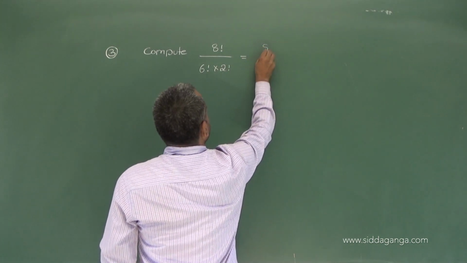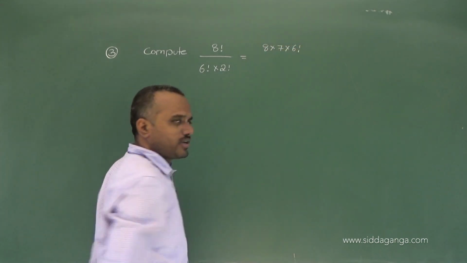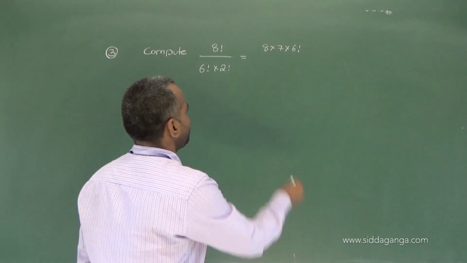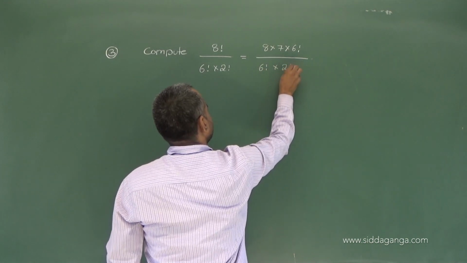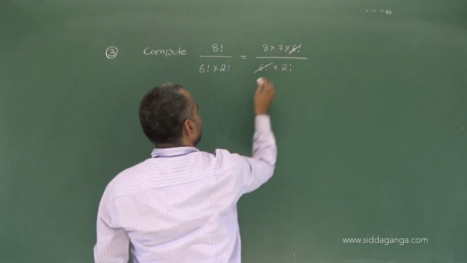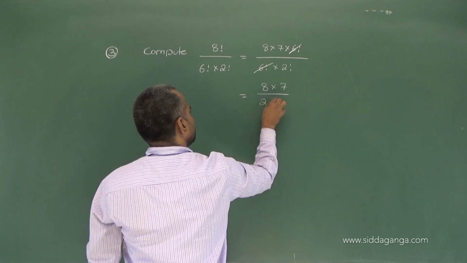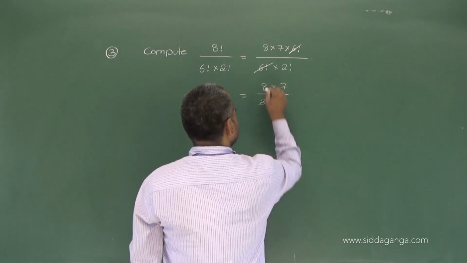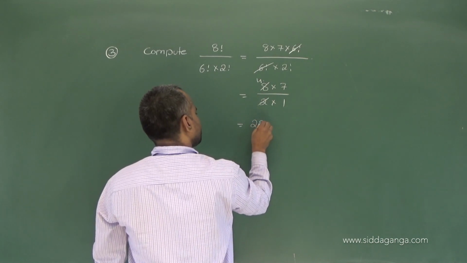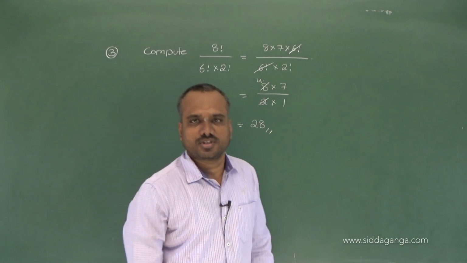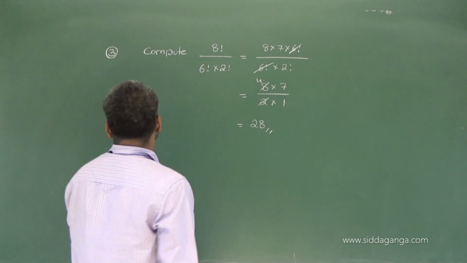So 8 factorial is 8 into 7 into 6 factorial, divided by 6 factorial into 2 factorial. The 6 factorial gets cancelled. 8 into 7 over 2 into 1. 2 ones are 2, 2 fours are 8, so 7 fours are 28. Correct? 7 fours are 28. So that is the problem. Next one.